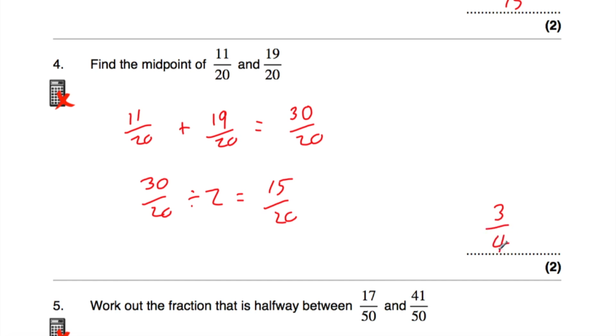So the answer would be 3/4. So the midpoint of 11/20 and 19/20 is 3/4. And all I've done is I've just added the two fractions together to get 30/20. We've divided that by 2, that's 15/20, and then just cancel down the fraction.